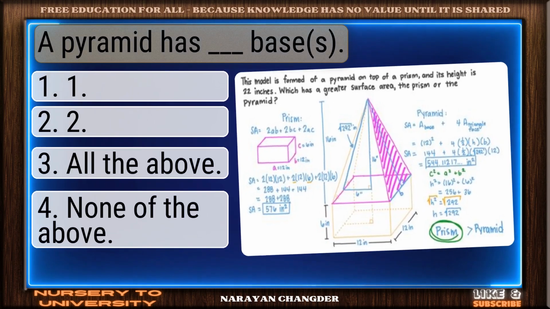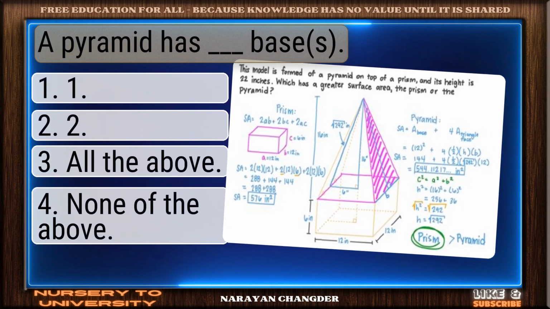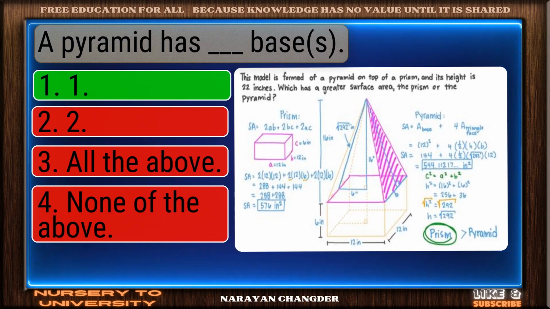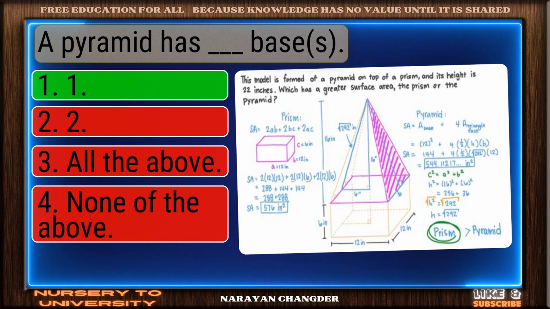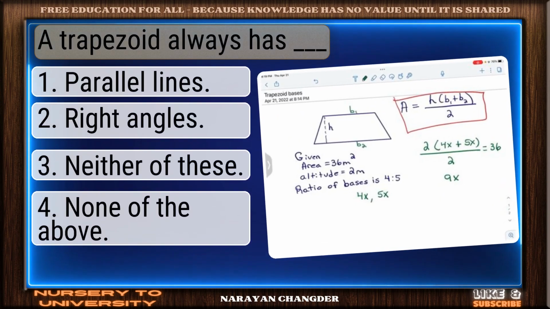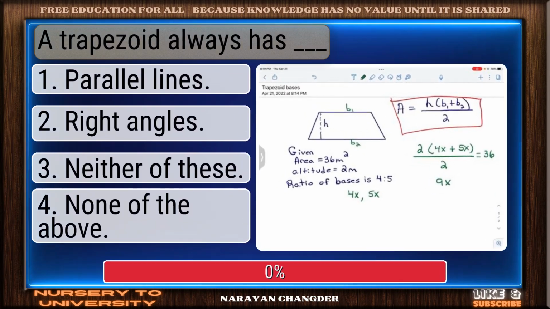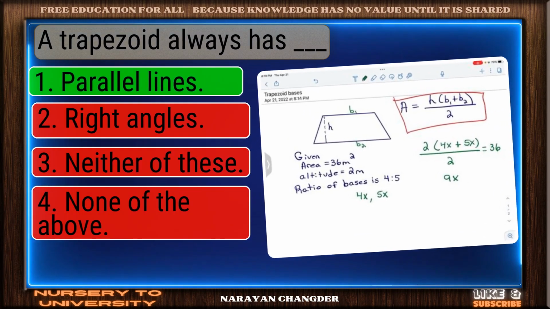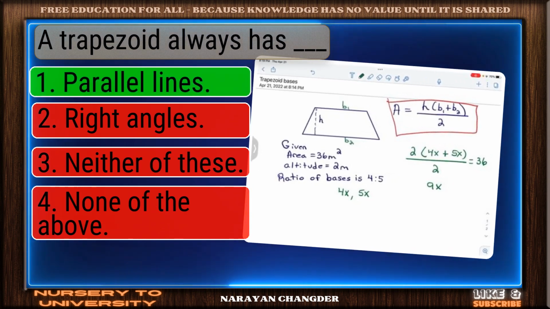Question number 281. A pyramid has dash base. Nicely done. 1 is a solid answer. Question number 282. A trapezoid always has dash. Excellent choice. Parallel lines is the right answer.